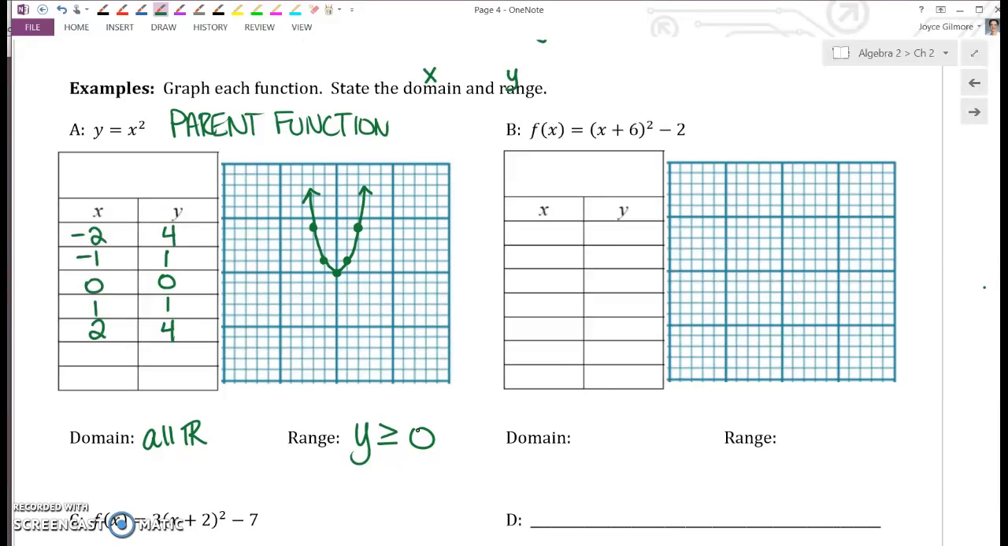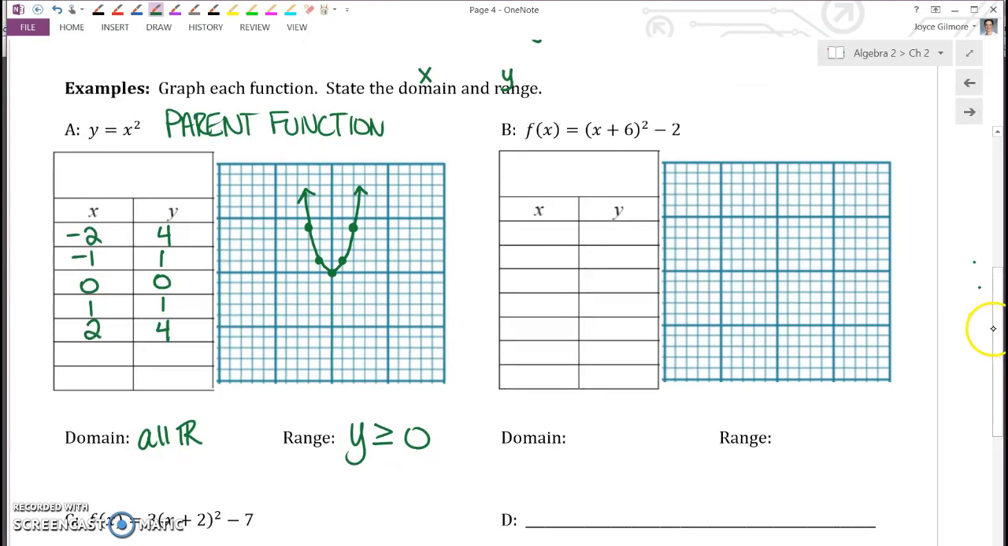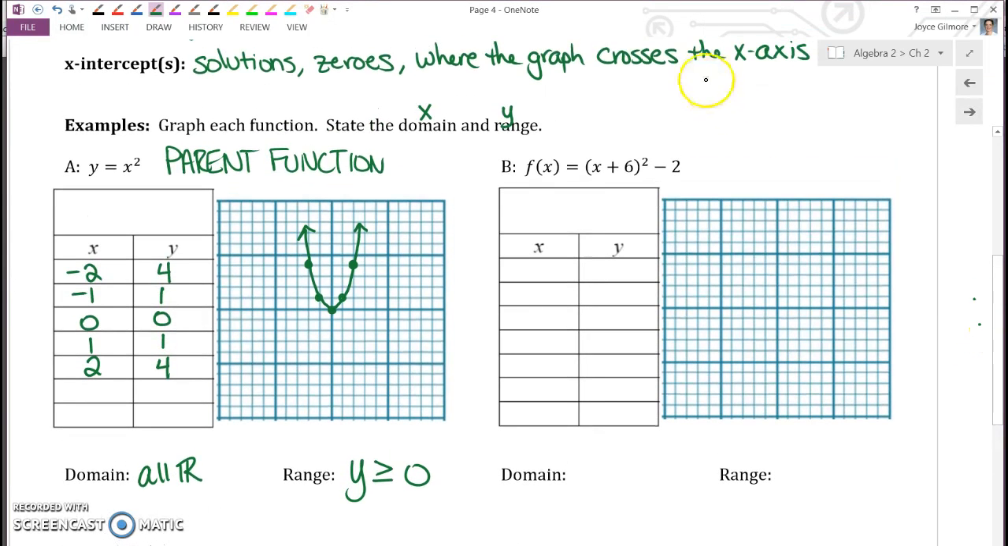Okay, let's look at B. And I'm going to try to write out step-by-step instructions representing what I'm doing. Okay, so step 1, we're going to identify our vertex. So we're going to look at this function and think about the vertex started at 0, 0, but now something's happening in here. There's a +6 in the parentheses and there's a -2 outside of the parentheses.